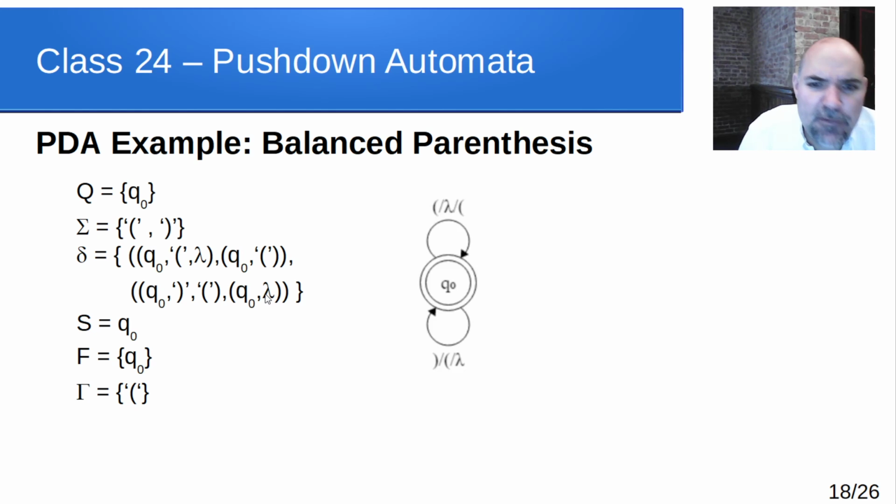All right, let's look at the graph of it. So here's the graph of it. I should have a start arrow here, I guess, pointing into that. But notice that we have open parenthesis. We don't care what's on the stack. We push the open parenthesis. Close parenthesis with an open parenthesis on the stack. Pop it off. Don't push anything in place of it.